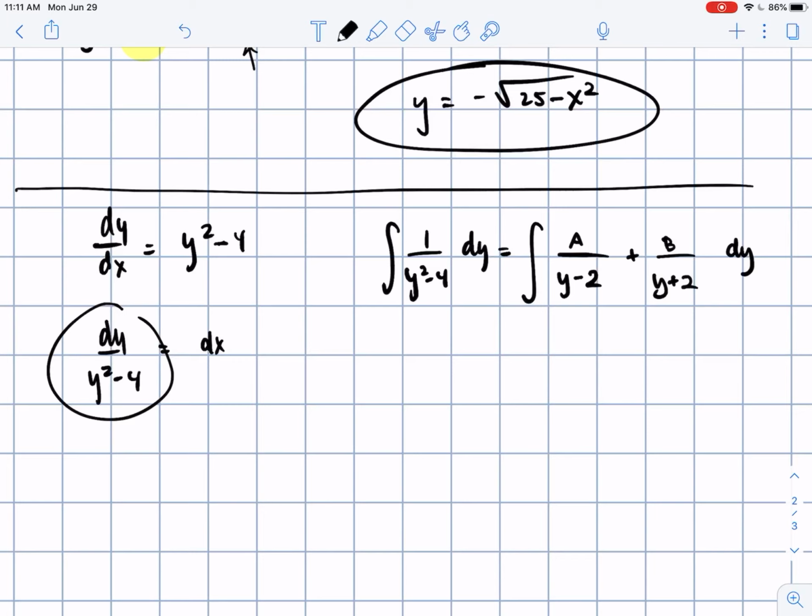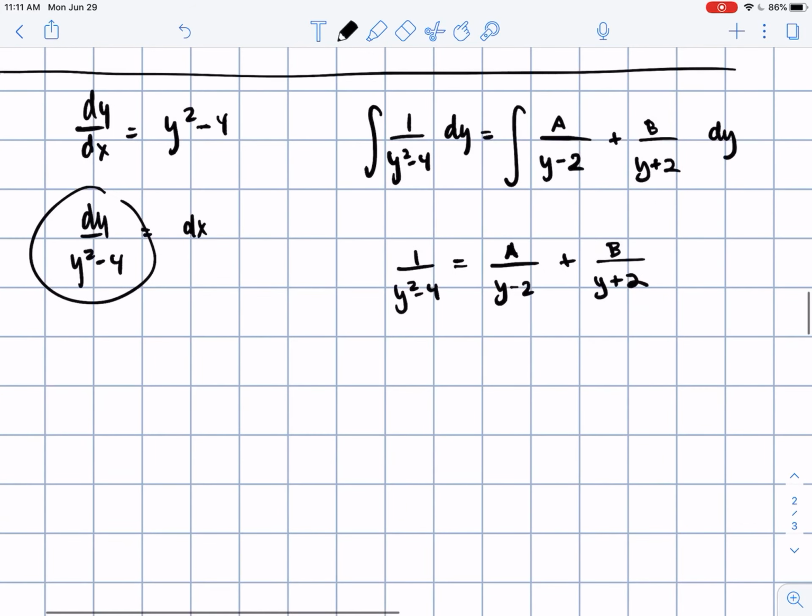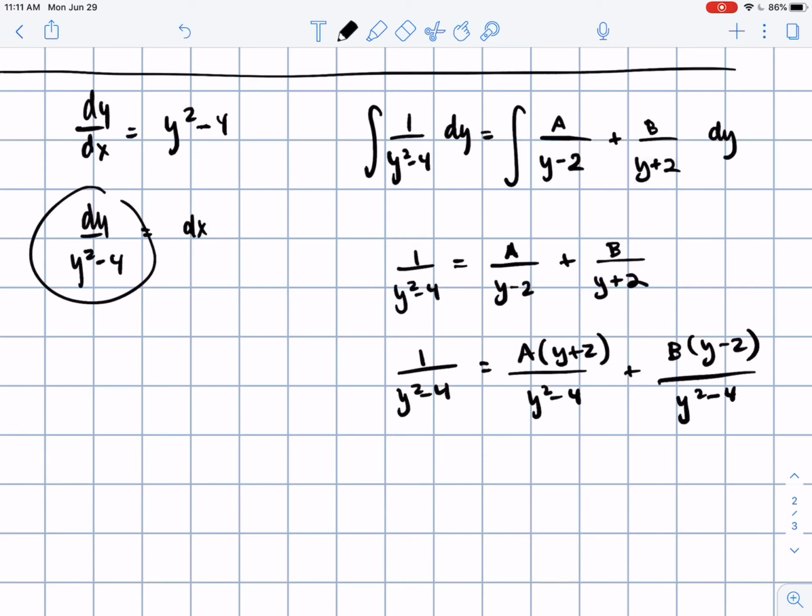To figure that out, rewrite it this way, where you do your common denominator with the two fractions. So here I'll get 1, this is always the same, but here I'll get A times y plus 2 over y squared minus 4, and then plus B times y minus 2 over y squared minus 4. Now since all the denominators are the same, we know that 1 is going to equal A(y plus 2) plus B(y minus 2).